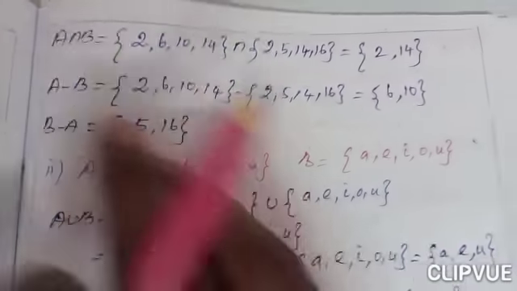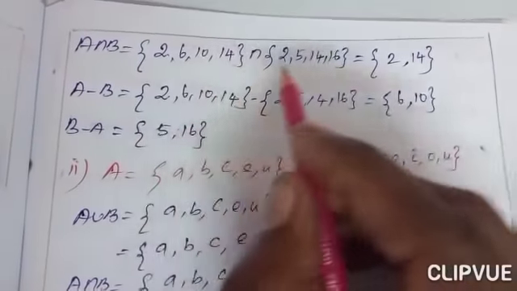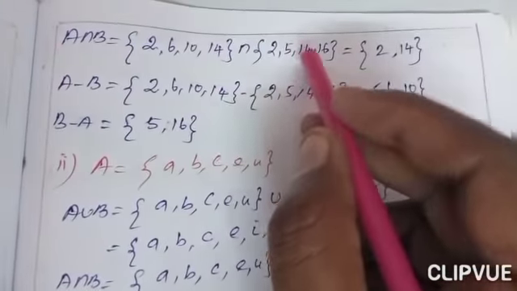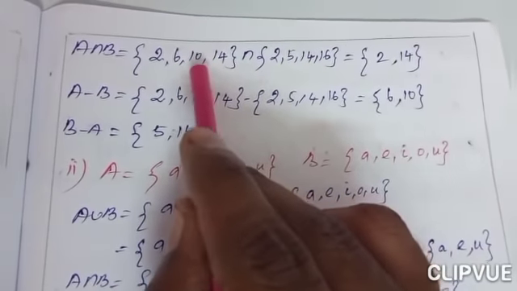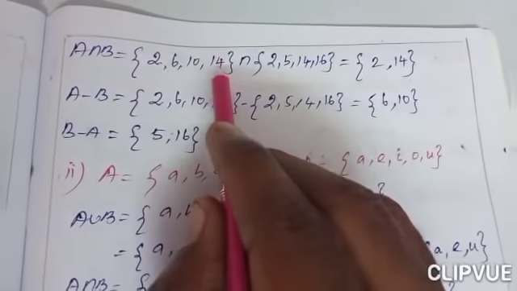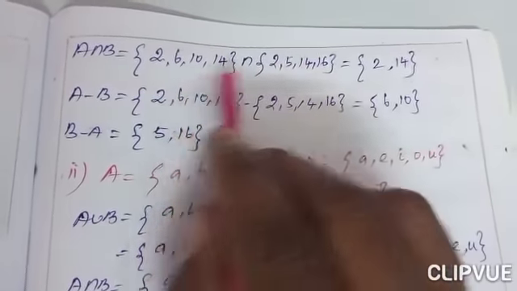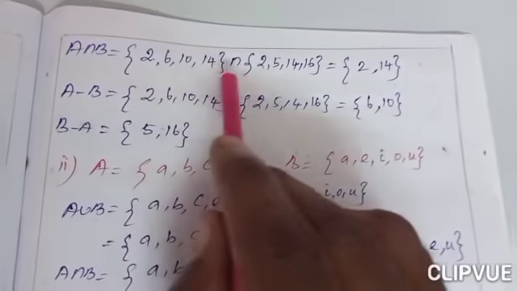A intersection B: write the set A, after that write the set B. Here pick the common elements in the two sets. What are the common elements we have? 2, 14, only the common elements in the two sets. That is A intersection B.